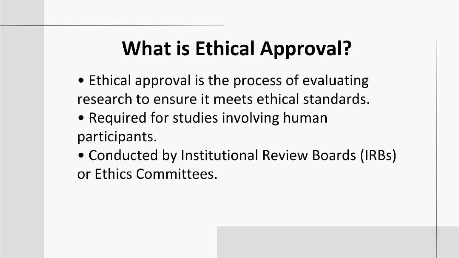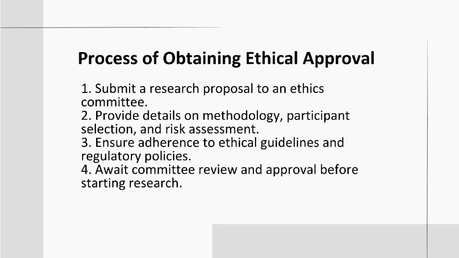Section 11. Process of obtaining ethical approval. Here's how ethical approval is typically obtained. Submit a detailed research proposal to the ethics committee. Include information about your methodology, how participants will be selected, and how risks will be managed. Show that the study adheres to ethical and legal guidelines. Wait for the committee to review and approve the project. Only after this can you begin the study, ensuring that human dignity is protected throughout.